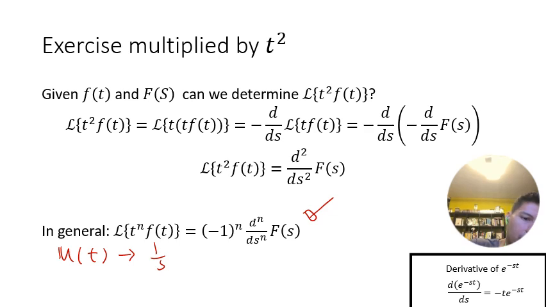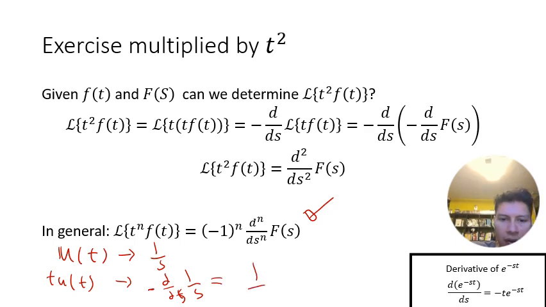But we additionally wanted to know what t u(t) was. Well, that would just be d/ds of 1 over s negative, which is just 1 over s squared. So we don't even have to do all those integrals we did in the previous slides. We can just get it very quickly.